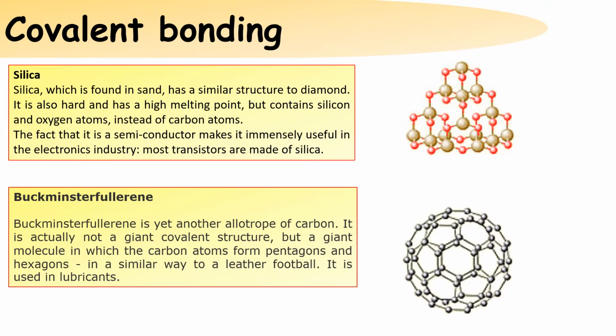Buckminster fullerene is yet another allotrope, or different arrangement of carbon atoms. It is actually not a giant covalent structure, but a giant molecule in which carbon atoms form pentagons and hexagons. This makes it into a ball which is hollow inside. Because it's a ball, it's very useful in lubricants and has many other properties.